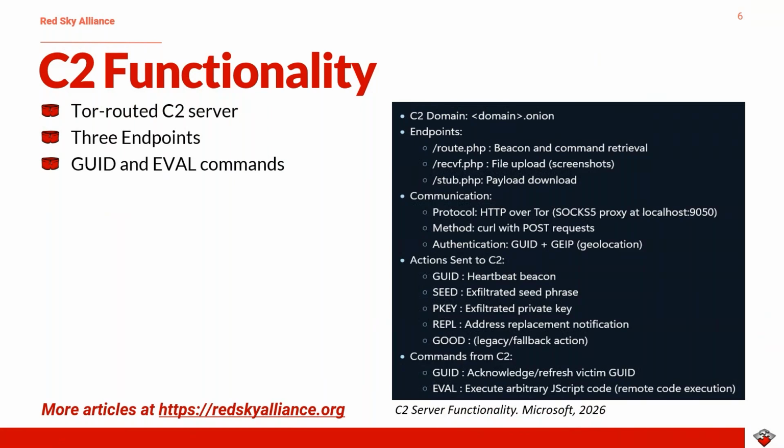The C2 can receive different actions from the malware: receiving information concerning the victim GUID, stolen seed phrases, stolen private keys, and notice of address replacement. Lastly, the C2 can deliver the command GUID or eval. The GUID command will acknowledge receipt of the victim GUID or request a refresh. The eval command will allow for the remote execution of additional JavaScript code.